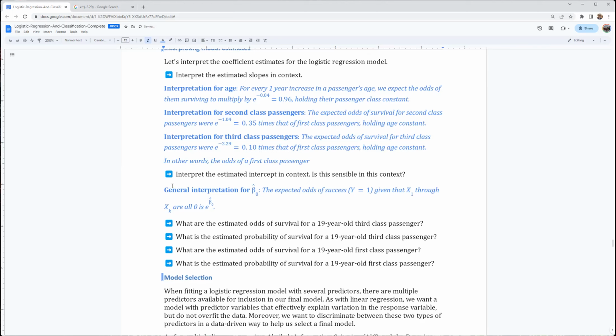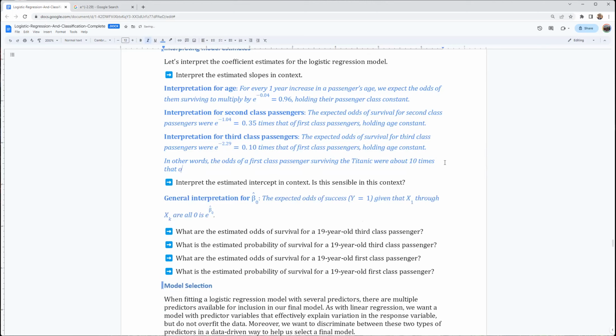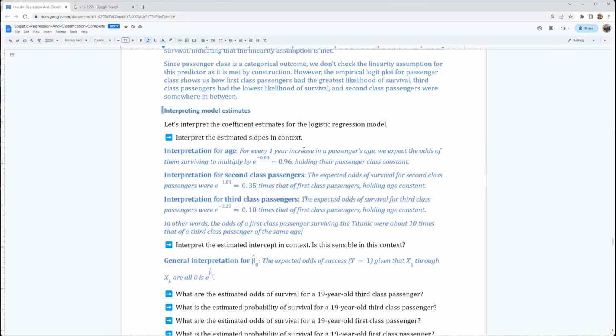Another way to phrase this interpretation, odds of a first class passenger surviving the Titanic were about 10 times, so the inverse of this, the reciprocal of this, were about 10 times that of a third class passenger of the same age. So if you hold age constant, being in the wealthiest class made your odds of survival 10 times that. So that's where we can see, sadly, this effect of wealth affecting how people were treated, it looks like.